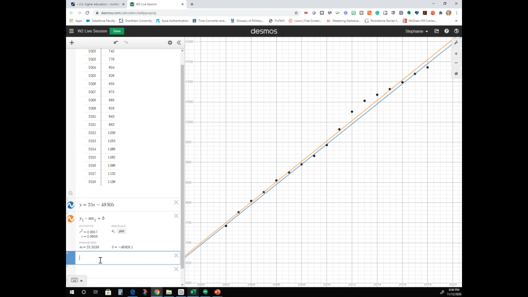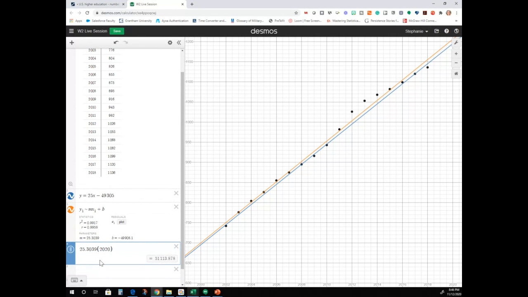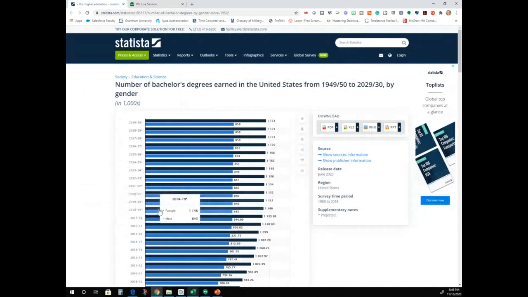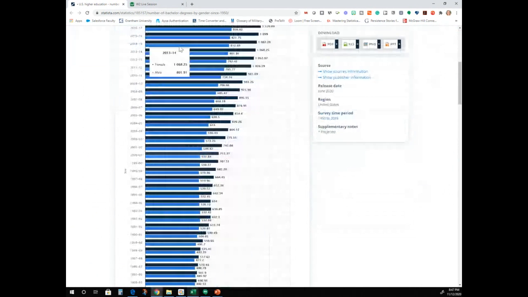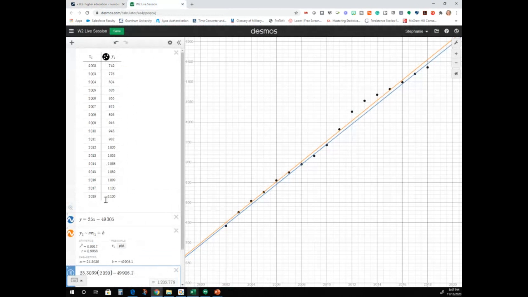And so I can actually do that by just typing in the math. 25.3039 times 2020 minus 49,908.1, and they come up with 1205.778. That is a different prediction than this website comes up with, but this website is using a lot more data. They're using all of these points. We are only using a small subset.